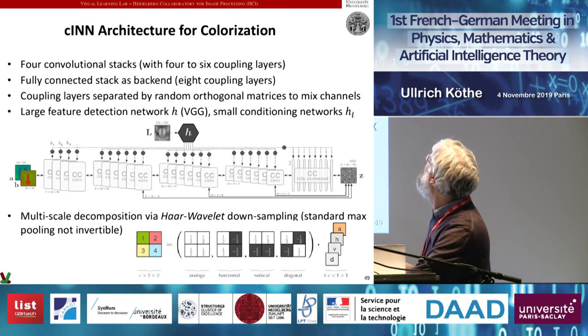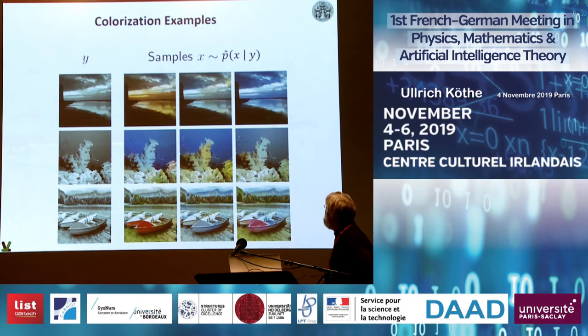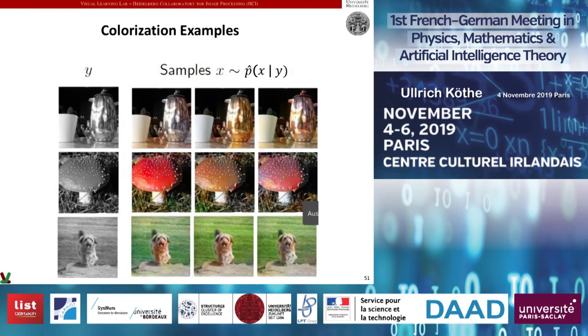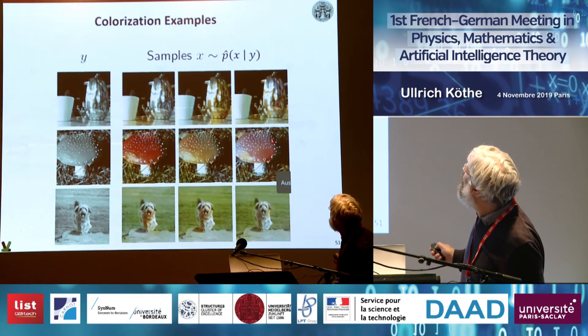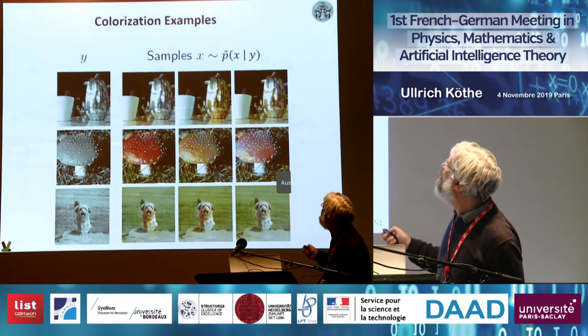So here are more examples. This is the grayscale image, and these are some of the color images that we got. In the paper, we also have a large collection of failure cases. So here you could argue that the color of the mushroom is not constant, which may or may not be possible in nature. But by and large, it's pretty good.